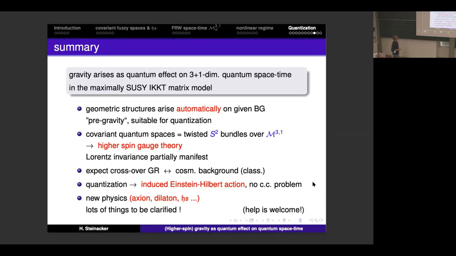And it contains, of course, new physics. So there is this extra stuff with axion, dilaton and all this higher spin story, and all of this remains to be clarified. And there's lots of things to be done. And let me stop here.